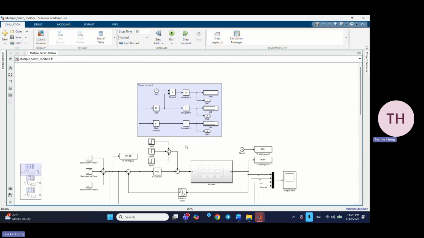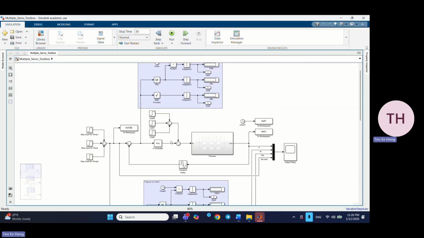I did the same thing for the multiple set points and multiple disturbances for the servo control using the toolbox controller. But here for the servo control, all the loads U are equal to 0.